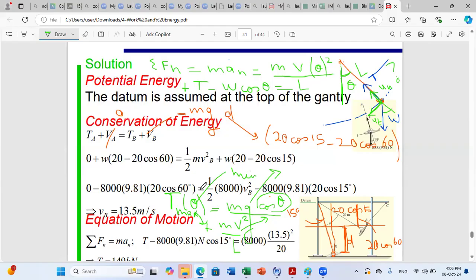So the maximum tension will occur for an angle of 15 degrees. So now to get the value of T, all you have to do is to get the velocity when I reach 15 degrees. And to get this velocity, I need to apply either the work and energy principle or the conservation of energy. Okay, so please connect ideas always in your mind.